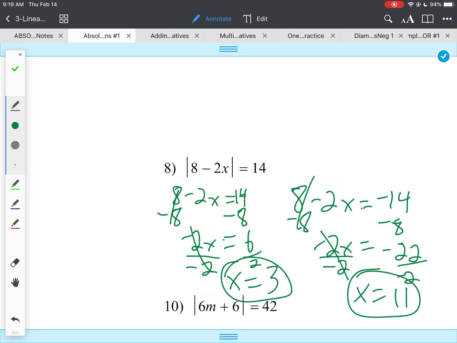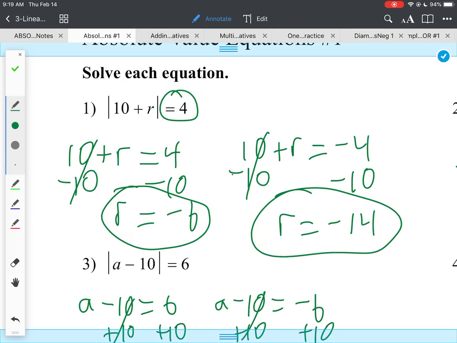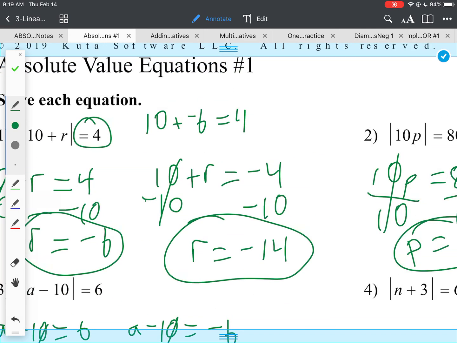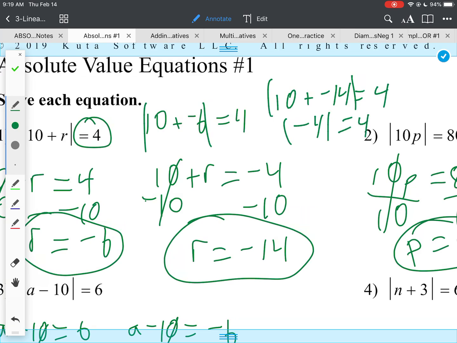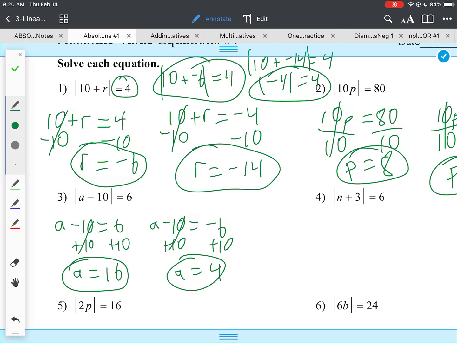So the only difference with absolute values is that you have to make it two equations, because there's going to be two answers. If we want to go back, we can check our answers. If I plug negative 6 into the r, 10 plus negative 6 is still 4. And 10 plus negative 14 is negative 4, but the absolute value of negative 4 is 4. That's why we have two answers, and that's why we set them equal to the positive number and the negative number.